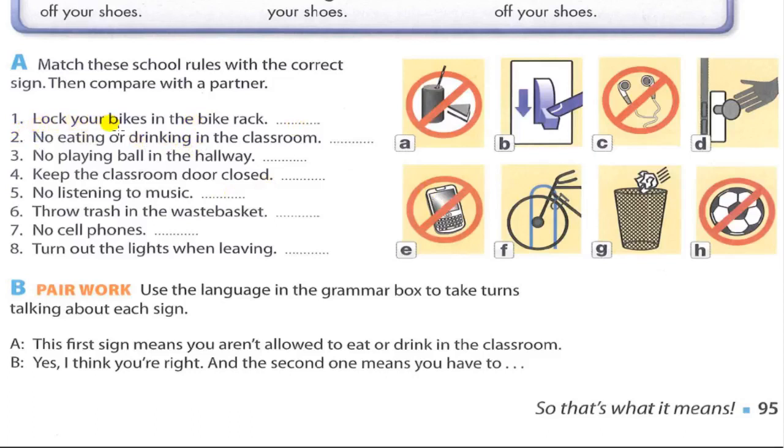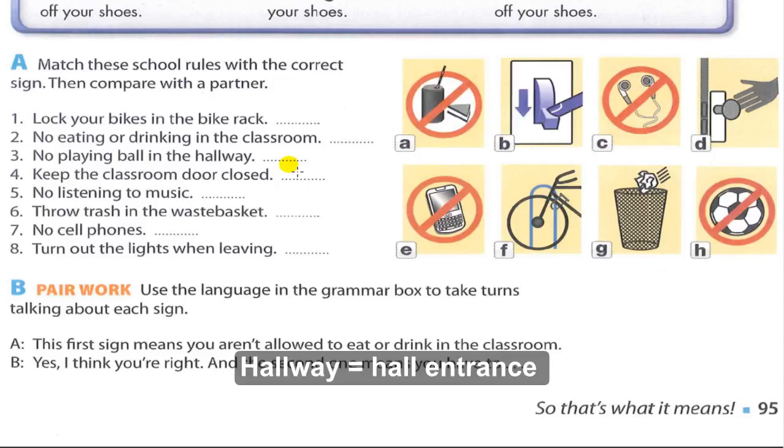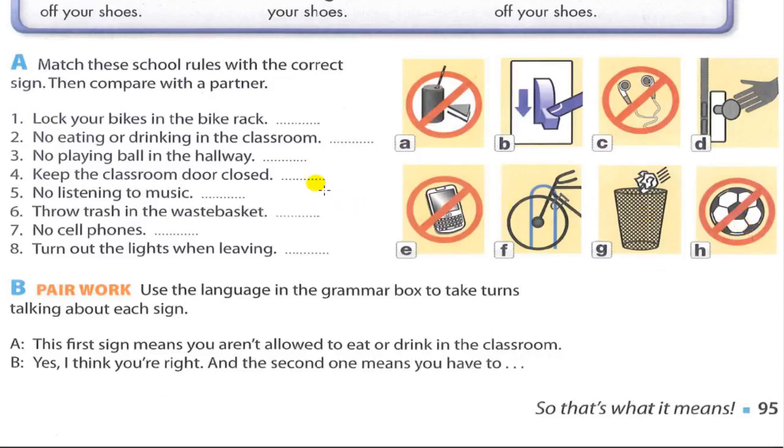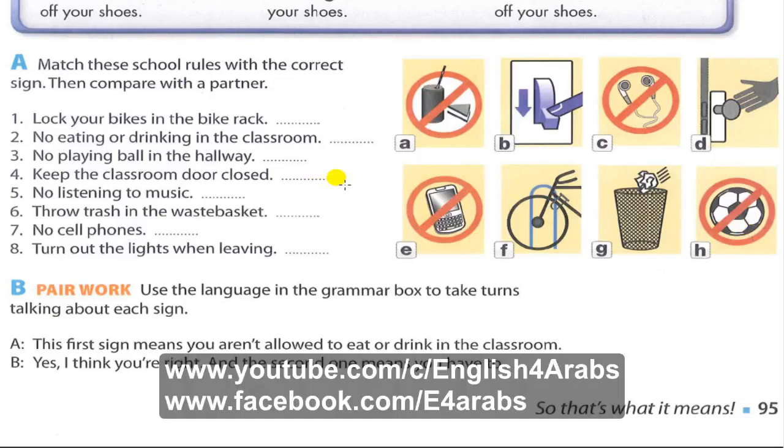1. Lock your bikes in the bike rack. This is number F. 2. No eating or drinking in the classroom. 2A. 3. No playing ball in the hallway. The building entrance. Number H. 4. Keep the classroom door closed. Number 4. D.